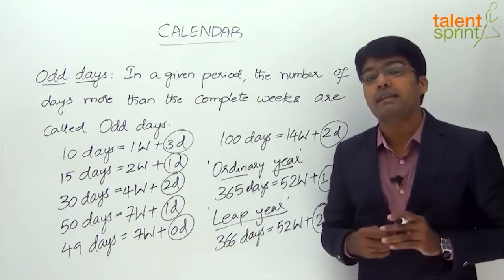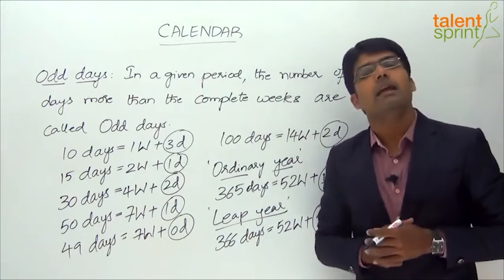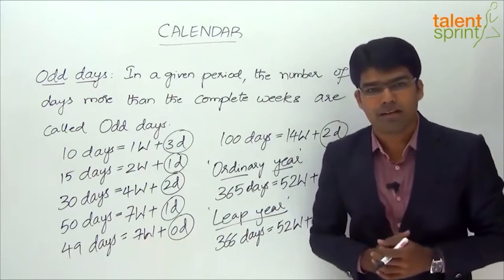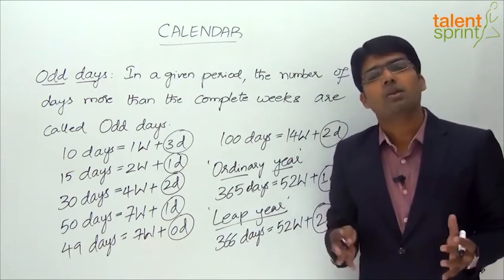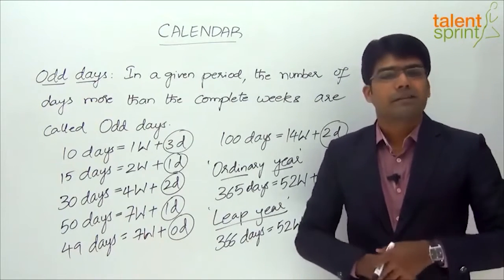So the point to be noted here is that in any ordinary year there is only 1 odd day, and in any leap year there would be 2 odd days. And in general, for a given period, the odd number of days can be calculated as the number of days which are more than the complete weeks.